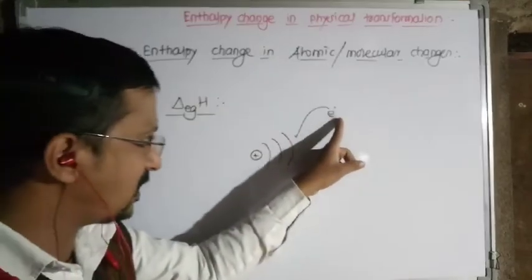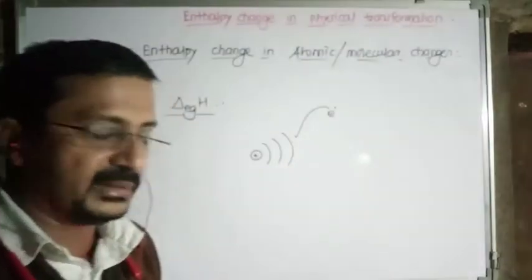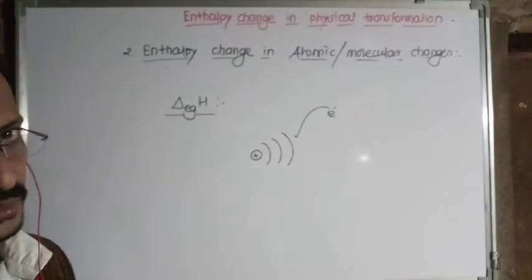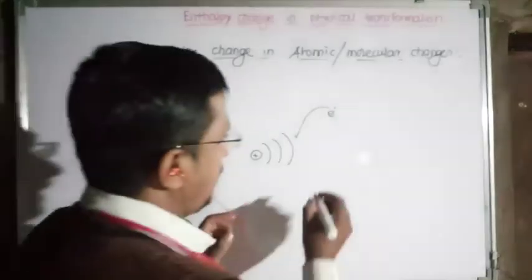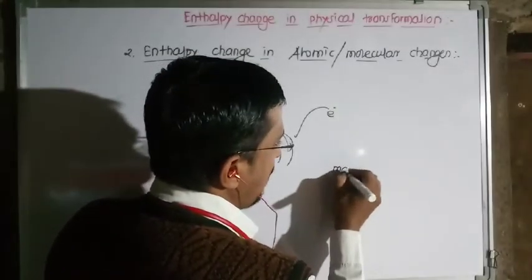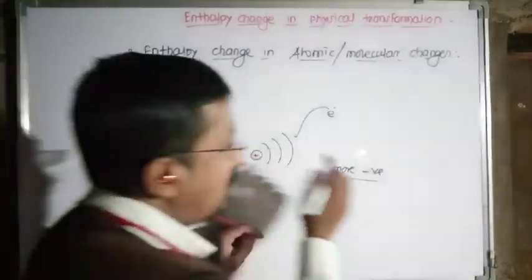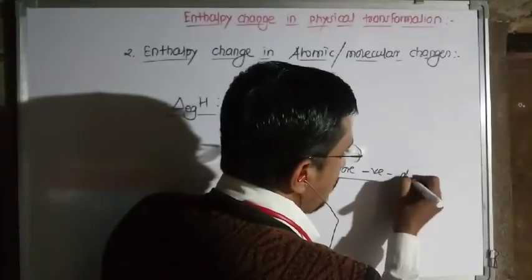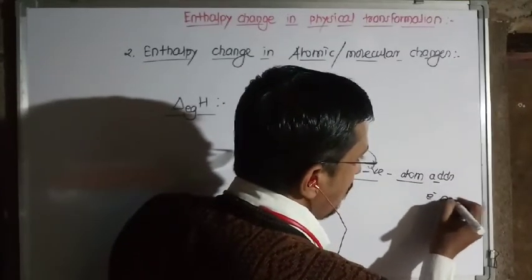So when an electron is added to a neutral gaseous atom, the overall enthalpy change is the enthalpy change in the electron gain process. And if this value becomes more and more negative, then that particular atom adds the electron more easily.